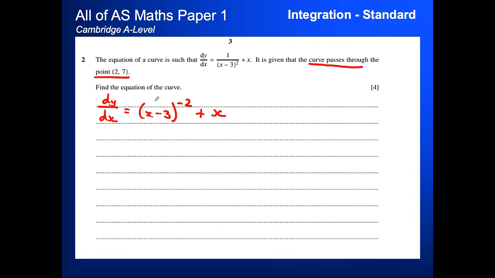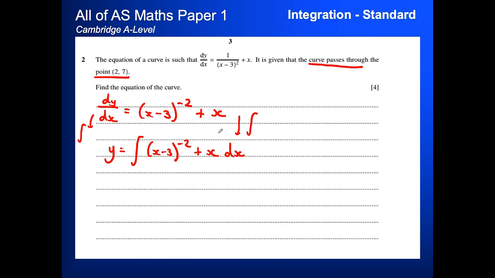Now we have the derivative here and we want to work out the initial function, so we need to integrate both sides. So what we're going to do here is we're going to integrate on both sides. This has the effect of just giving us then y on this side, and on this side we need to do the integration here. So we're going to do the integral of x minus 3 to the power of minus 2 plus x with respect to x.